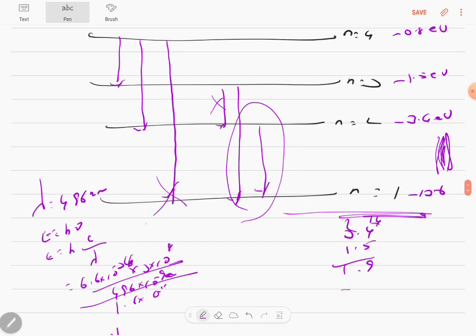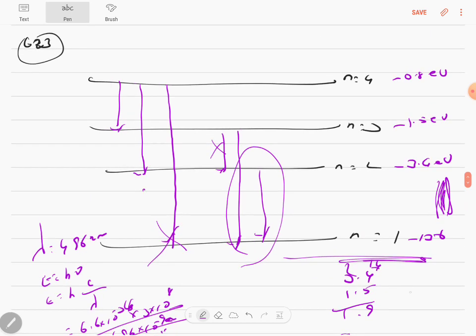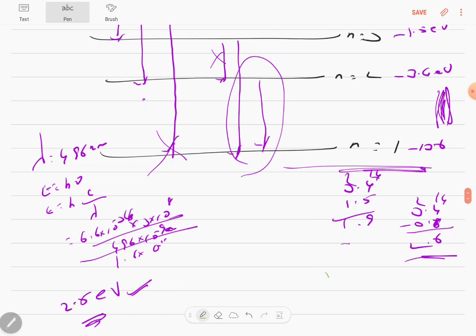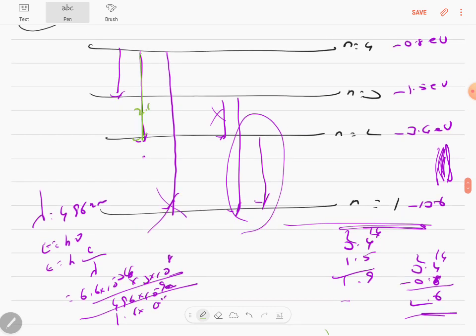This cannot be, not possible. This is possible, which is 3.4 minus 0.8. This is 2.6. Which one is coming closer? And this one is 2.6 electron volt.